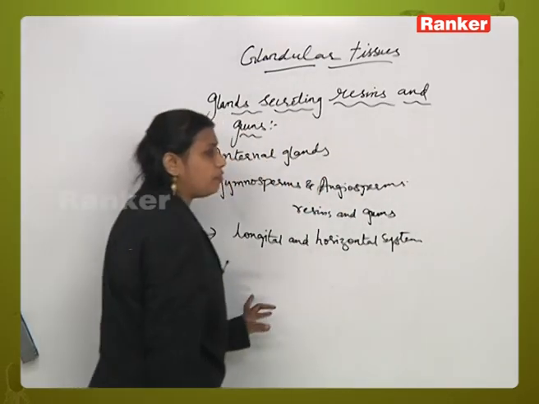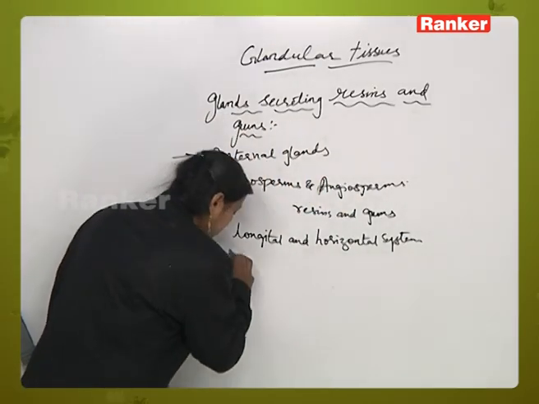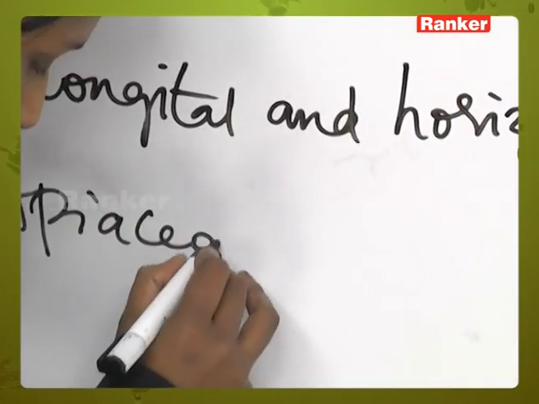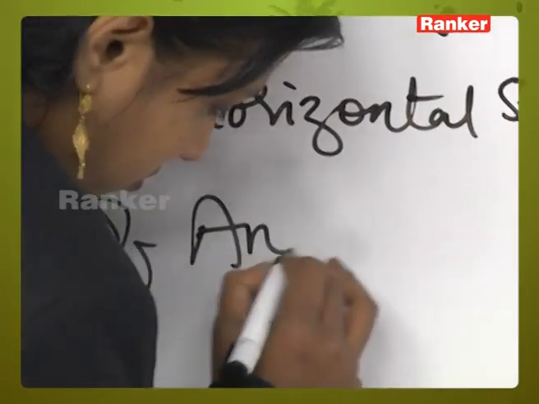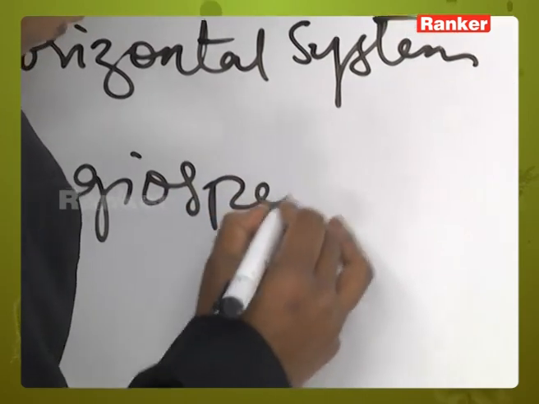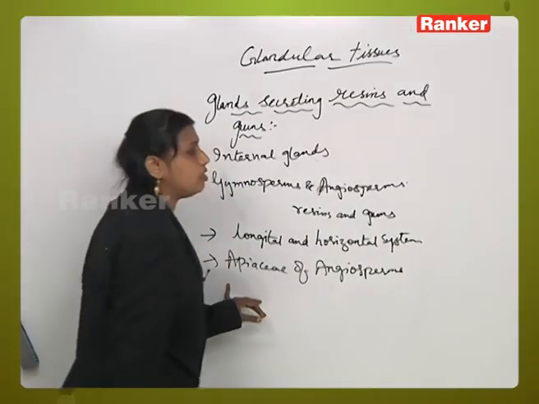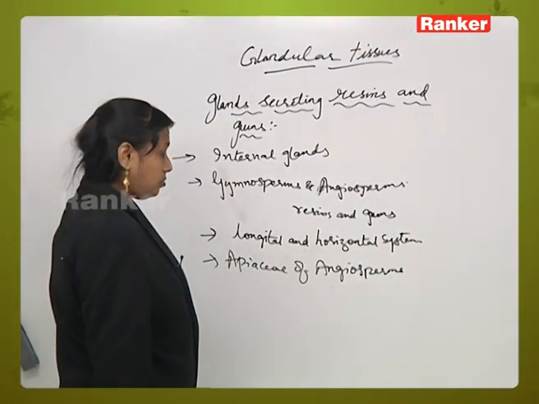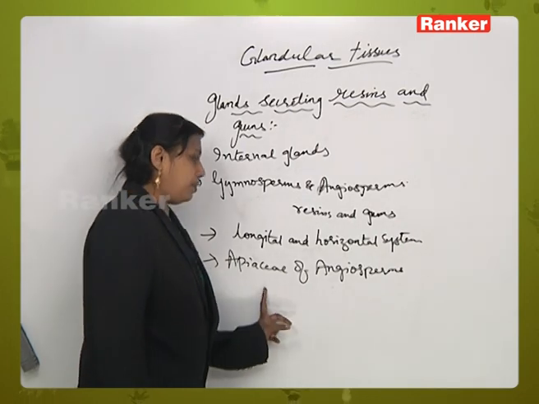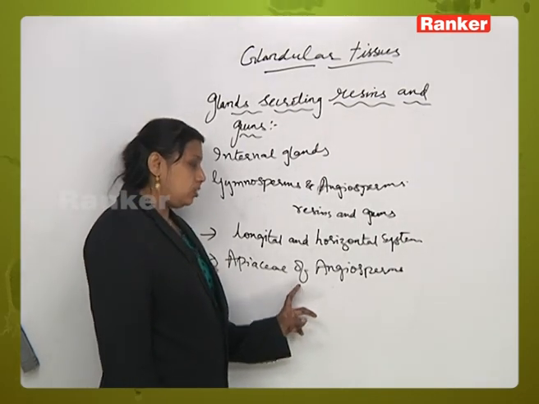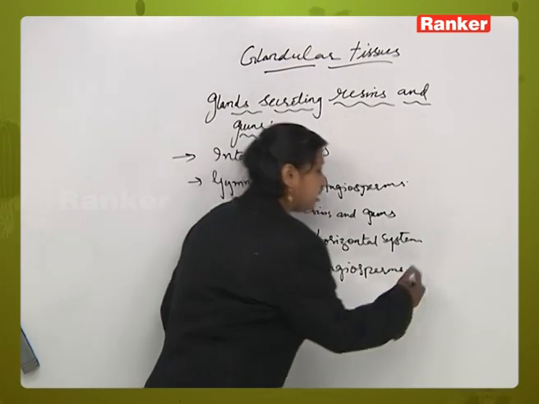But in the plants of Apiaceae of angiosperms, they are restricted only to some localized cells.